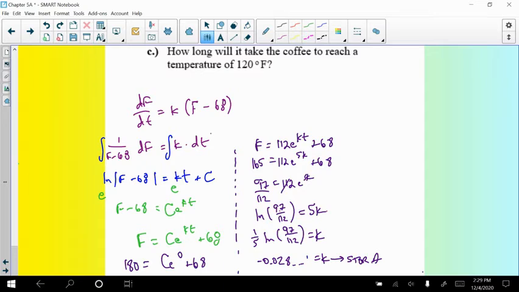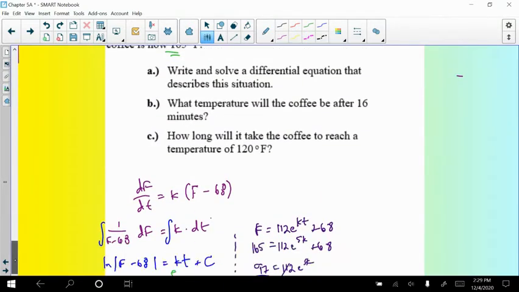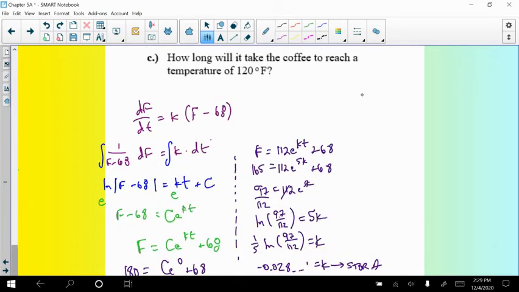Okay, so now when it asks us to write and solve a differential equation that describes this situation, one way that you can write this, we knew that it was F equals 112 e to the kt plus 68. And now I've seen this on the AP exam where it kind of gets messy to put a long decimal in the exponent. So I leave it as a k.